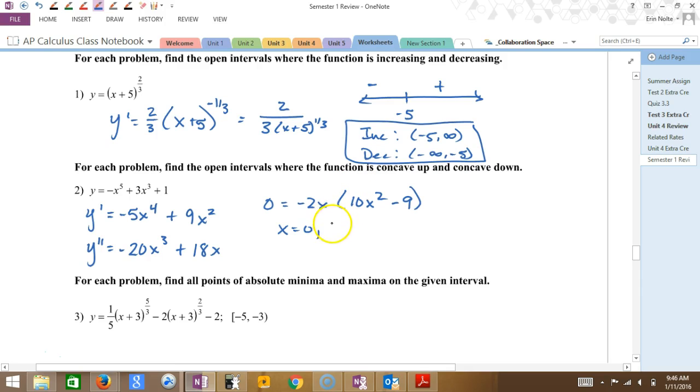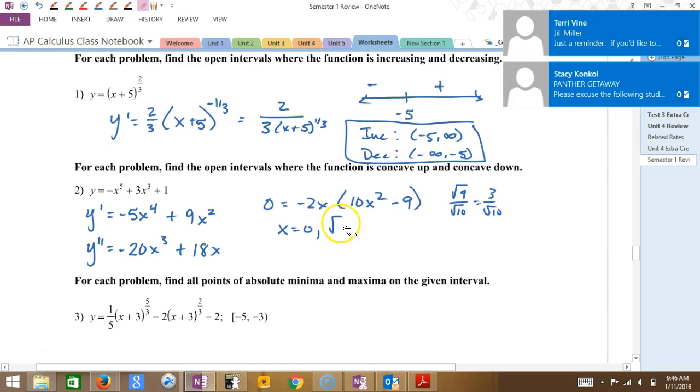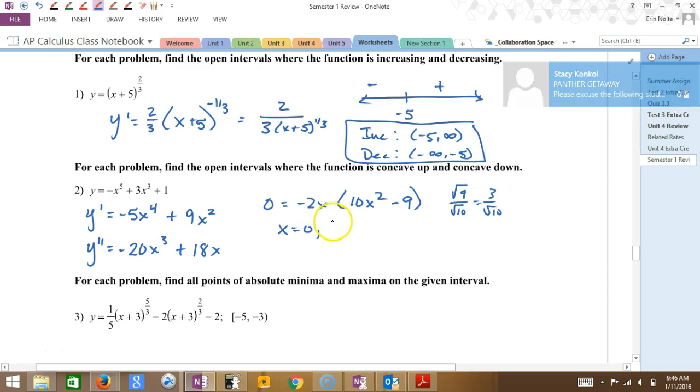I don't like that number. That's not nice. How should I write that? I guess I better simplify it. So if we have the square root of 9/10, that's 3 square roots of 10 over 10, right? So plus or minus 3 square roots of 10 over 10, which is going to be a little more valuable if we know the decimal value, if we have to do a number line test on it.